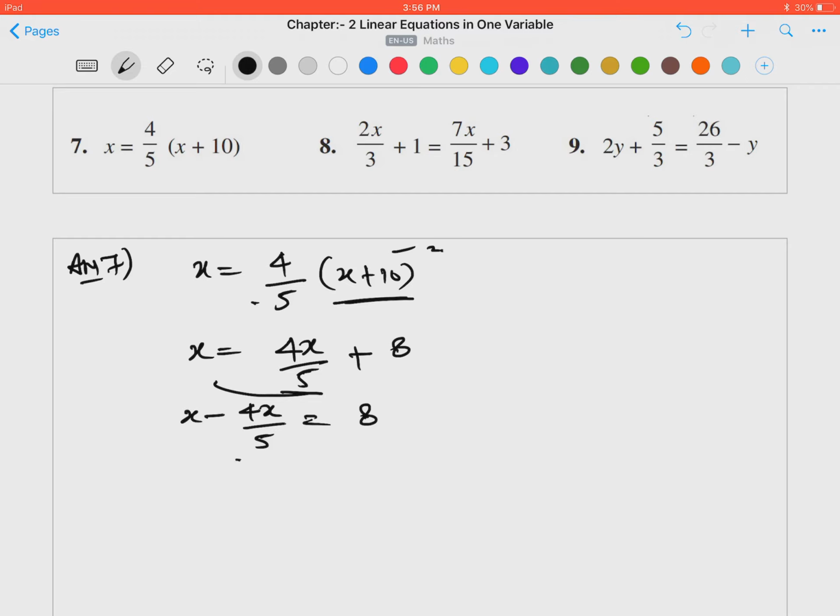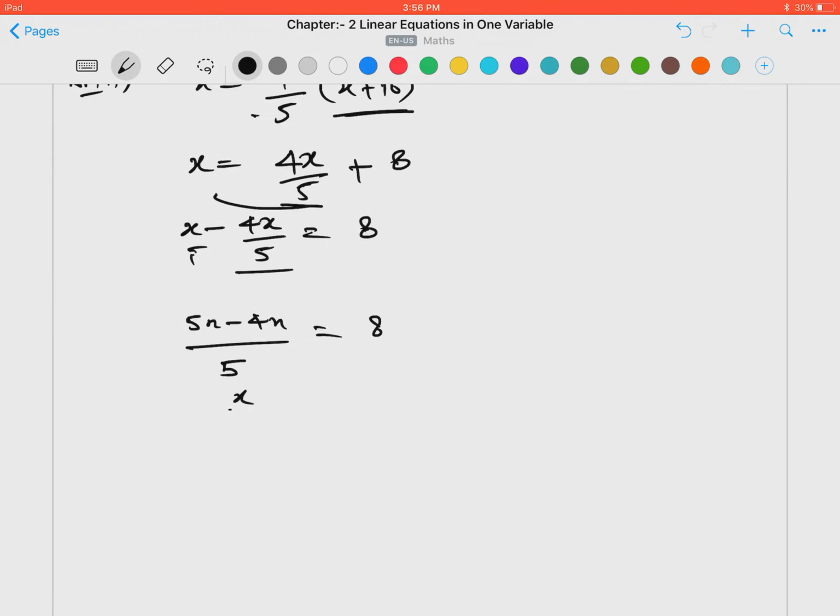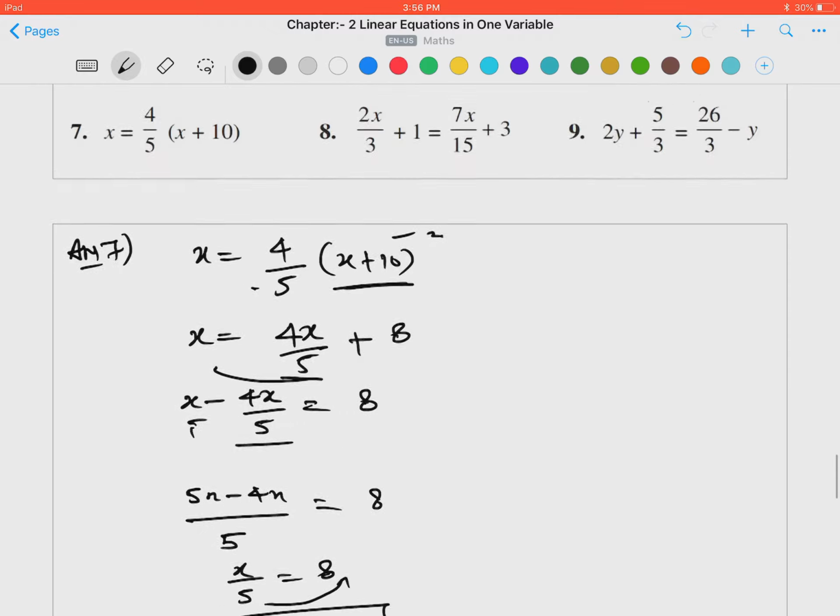When you shift this to this side, it will become minus. So assuming 1 here, we'll take the LCM. Common denominator will be 5, so it will be 5x minus 4x equals to 8, or x by 5 is equal to 8, and hence x is equal to 40. 5 into 8 is 40. This number will be multiplied here.